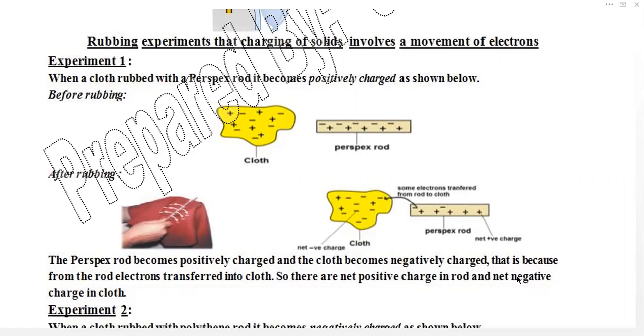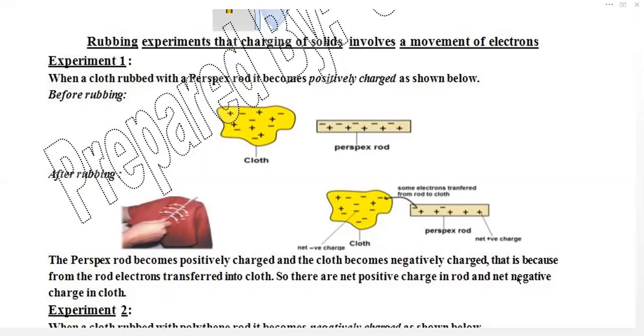If we see the cloth, in the cloth there are 6 plus and 6 negative. So electrons and protons both have the same numbers. So before rubbing, we can see these two objects are neutralized. When we rub, as you can see, what will happen is that electrons from the perspex rod will shift to the cloth.